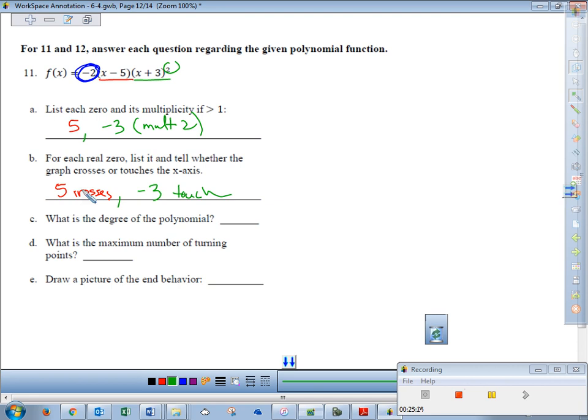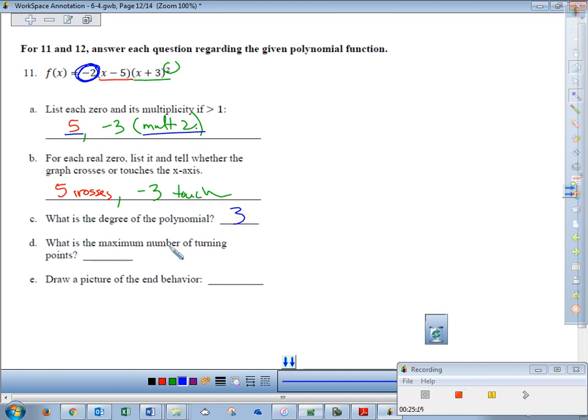Okay? What's the degree of this polynomial? You add all of these up. You use your multiplicity, which is 2. You add this one up, which is 1, right? So what's the degree of this puppy? 2 plus 1, third degree, right? There were 2 zeros here, 1 zero here, total of 3 zeros.